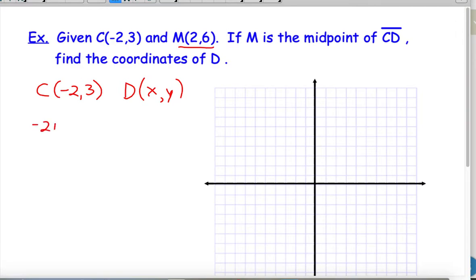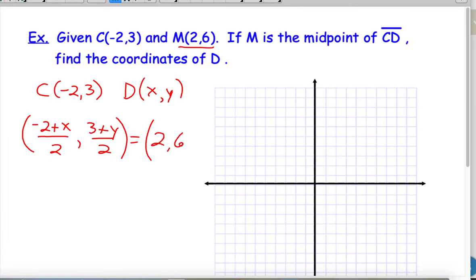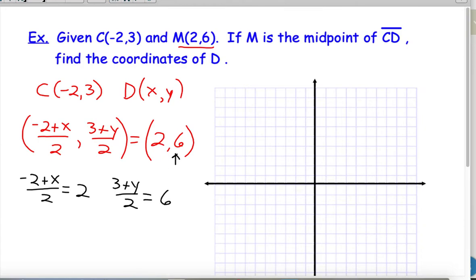So when I do negative 2 plus x divided by 2 and 3 plus y divided by 2, I should get 2 comma 6. So I can come up with two equations for this. I can take the x part, negative 2 plus x divided by 2, and set that equal to 2. And then I could do the other part, 3 plus y divided by 2, and I would set that equal to 6, right there. And now I have to solve these equations.